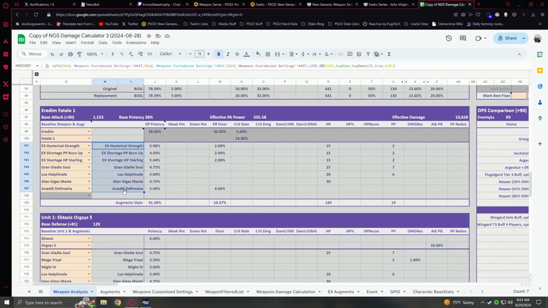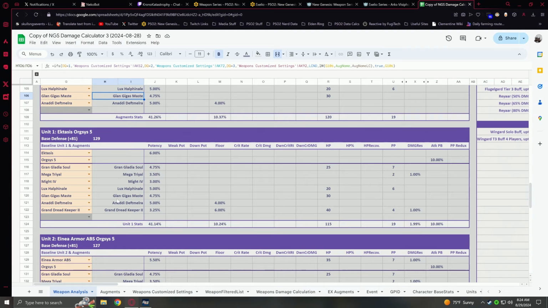And then of course this is set up here. If you're going for the Fixa attack setup, you're basically swapping out Grand Gigas Maste for Grand Dreadkeeper 2 essentially. And then in my setup currently, I would be swapping out Might 4. This is actually Might 4 instead of Might 5.